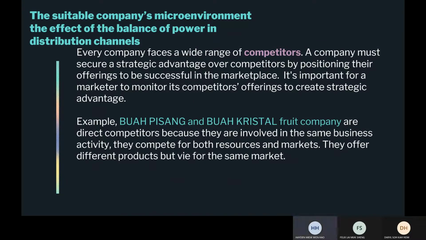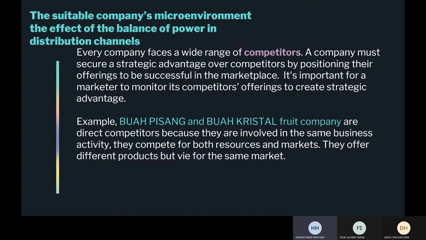So the last one is the competitor. Every company faces a wide range of competitors. A company must gain a strategic advantage over competitors by positioning its offering to be successful in the marketplace. It is important for a marketer to monitor its competitors' offerings to create strategic advantage.